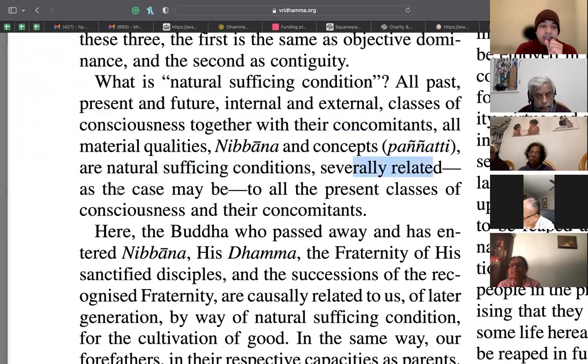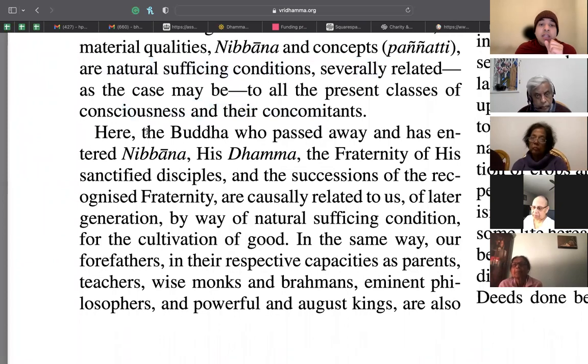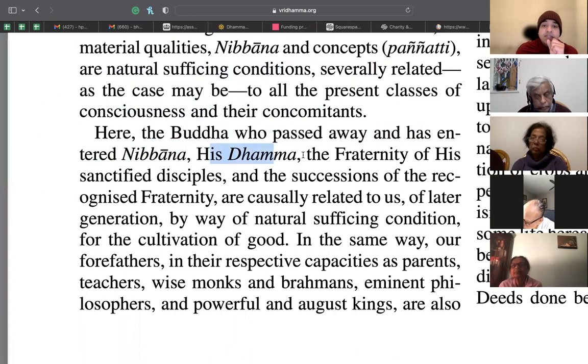Severally related, as the case may be, to all the present classes of consciousness and their concomitants. Here, the Buddha who passed away and has entered Nibbana, his Dhamma, the fraternity of his sanctified disciples and the successions of the recognized fraternity are causally related to us, of later generations, by way of natural sufficing condition for the cultivation of good.